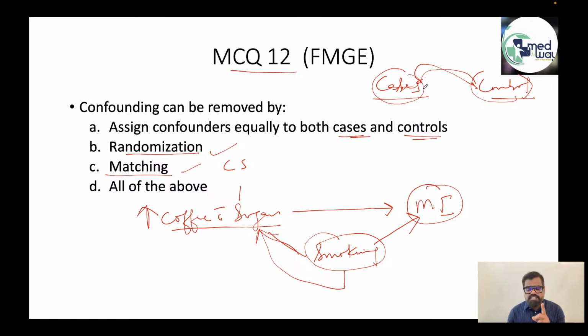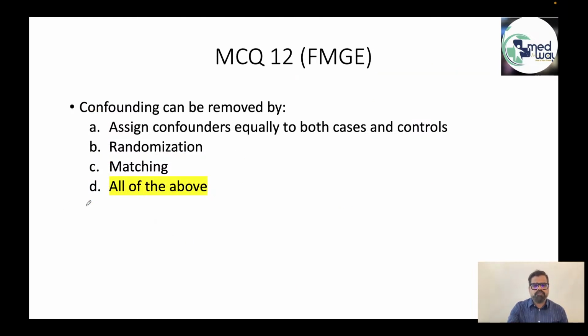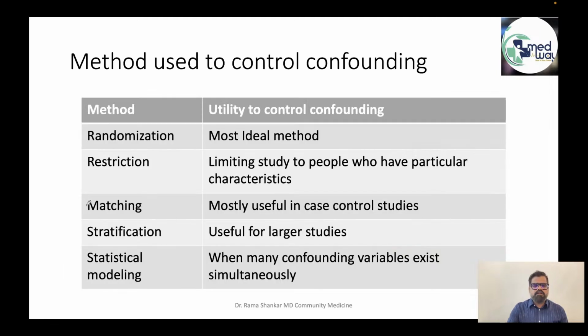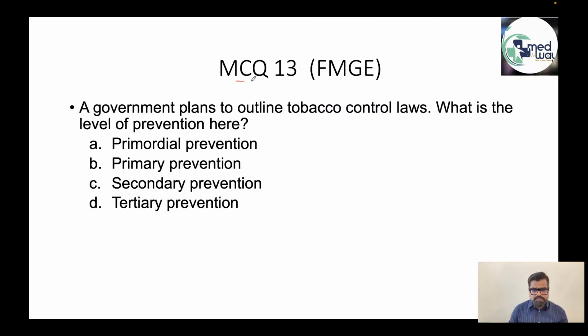So matching is done only for things which you know. I can match when I know something; I cannot match when I don't know anything. So matching helps you to remove known confounders, which you are aware of. All these factors help you to remove confounding. So the answer here is all of the above. Confounding can be controlled by randomization, restriction, matching, stratification, and definitely statistical modeling. These are all the ways we can control confounding.